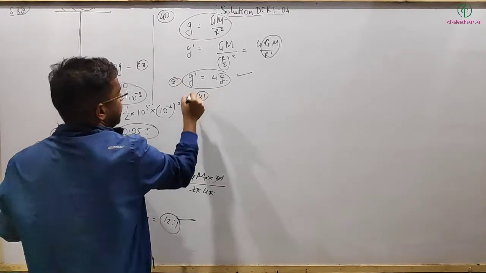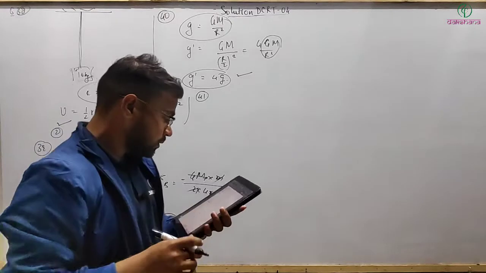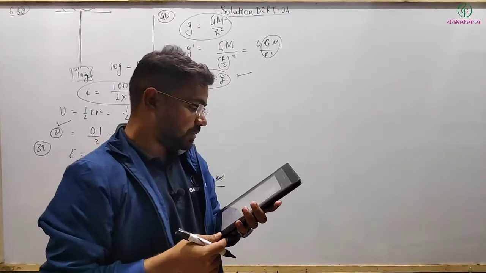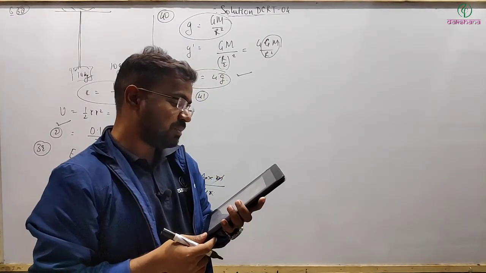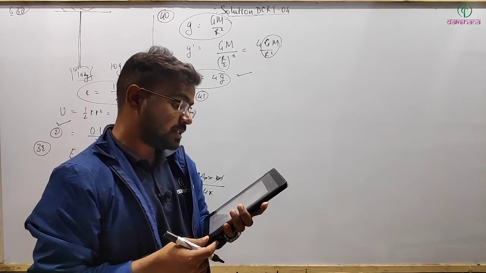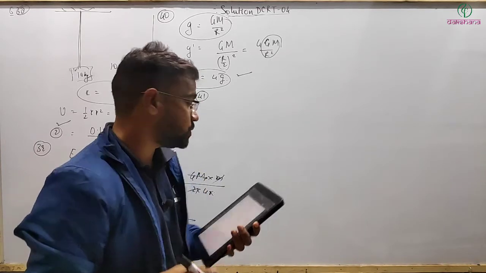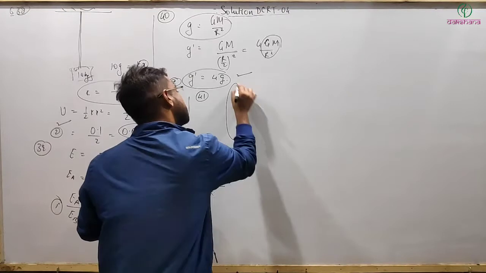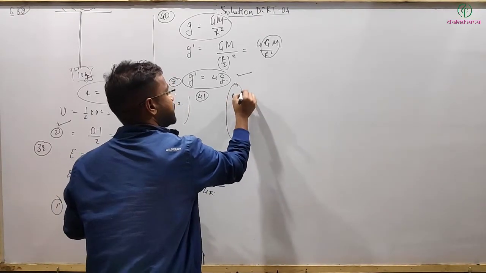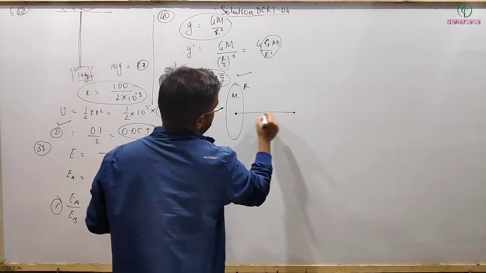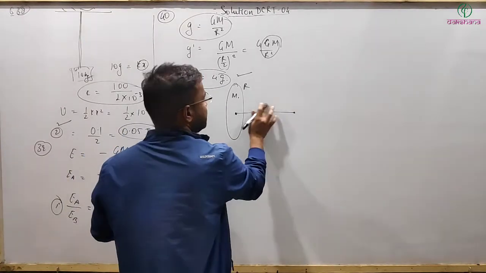Next question number 41. Mass m is placed at a point P which lies on the axis of the ring of mass M and radius R at a distance R from the center. The gravitational force on mass m. So this is a ring, mass M, radius R, from here at R distance. So let me write it simply x.